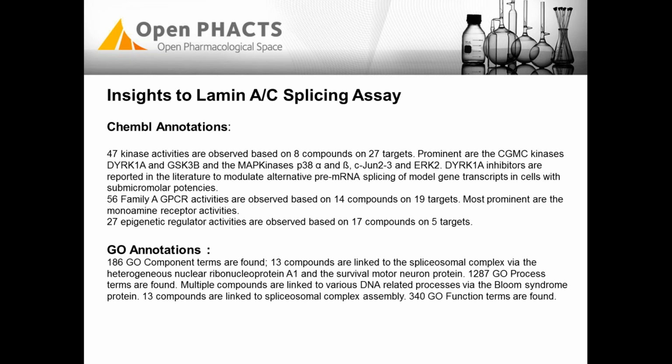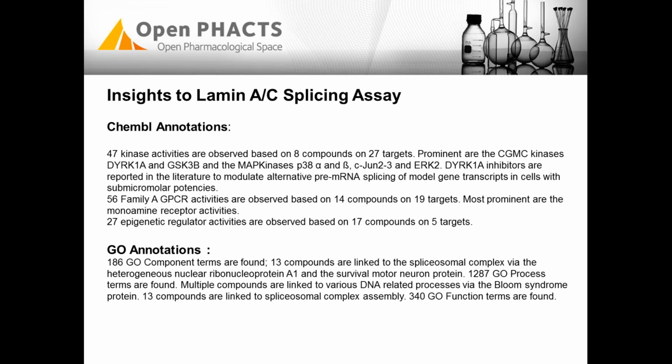So what does the annotation tell us? If you look at the Campbell annotation, there are around 47 kinase activities reported in Campbell on 27 kinases with 8 compounds, and among them are, for example, DYRK1A inhibitors, which are reported in literature to modulate alternative messenger RNA splicing.